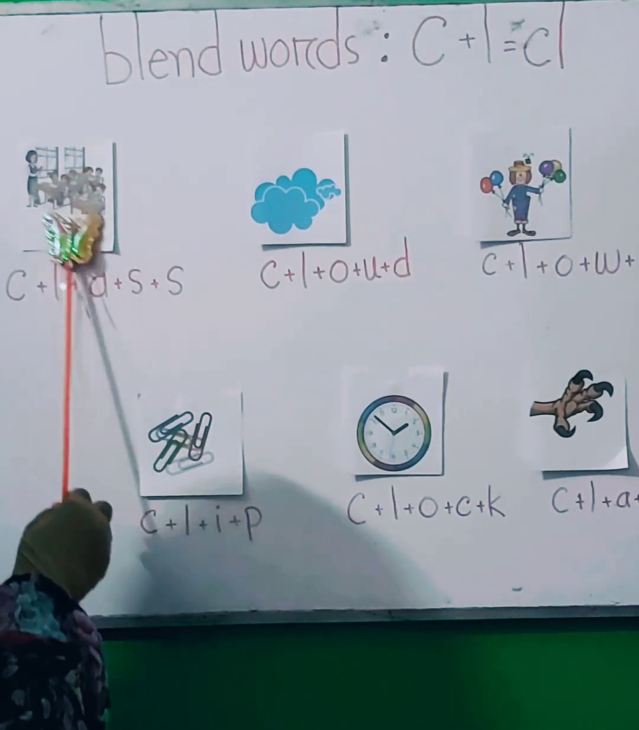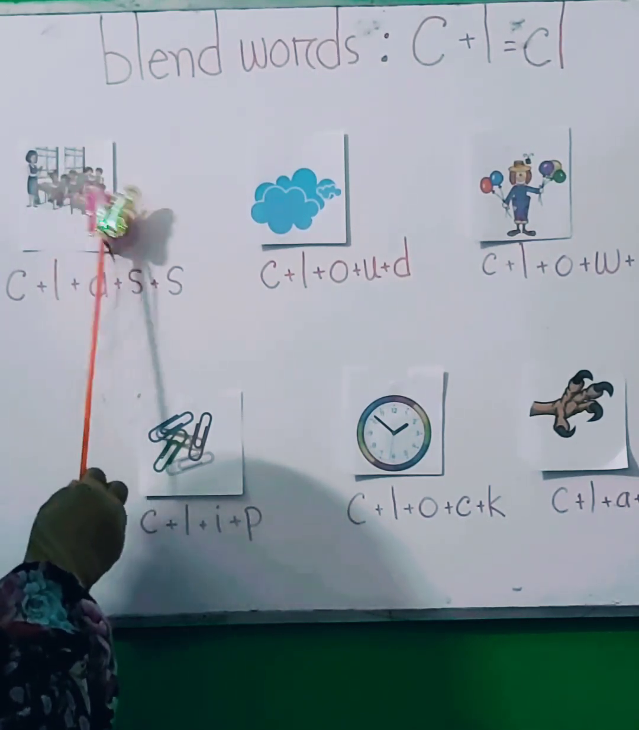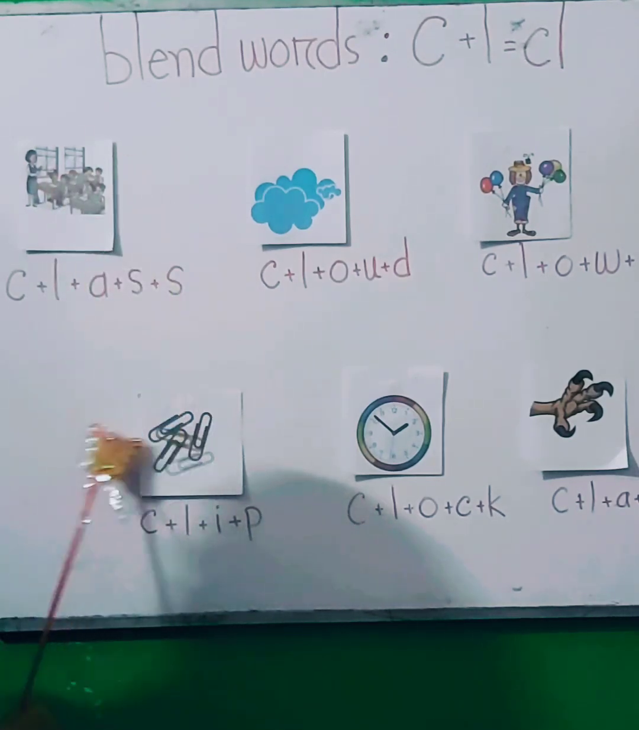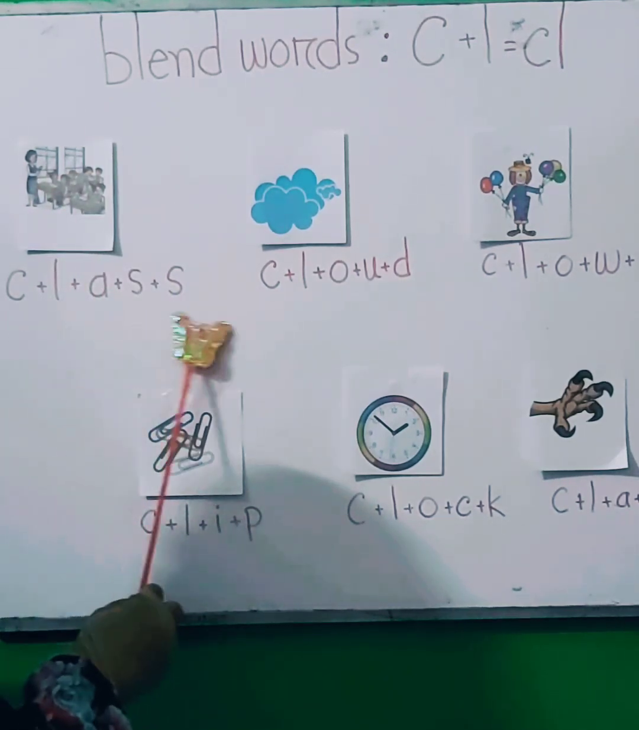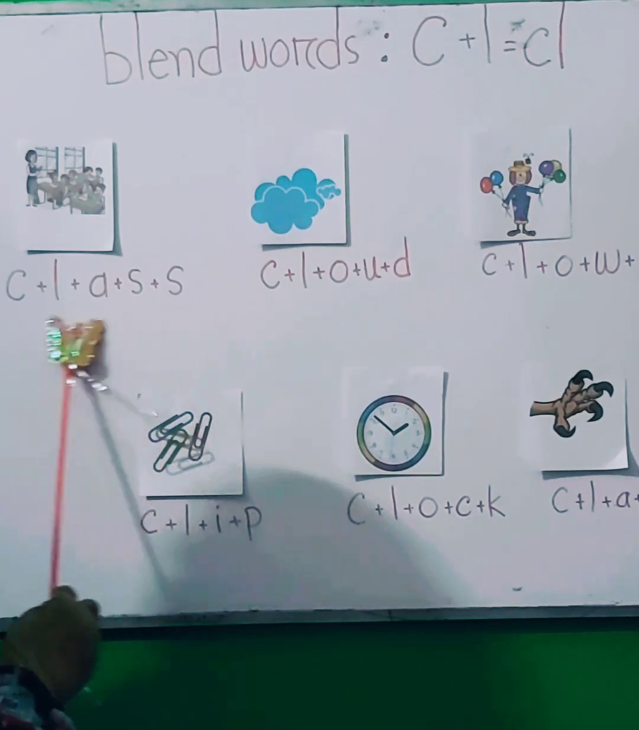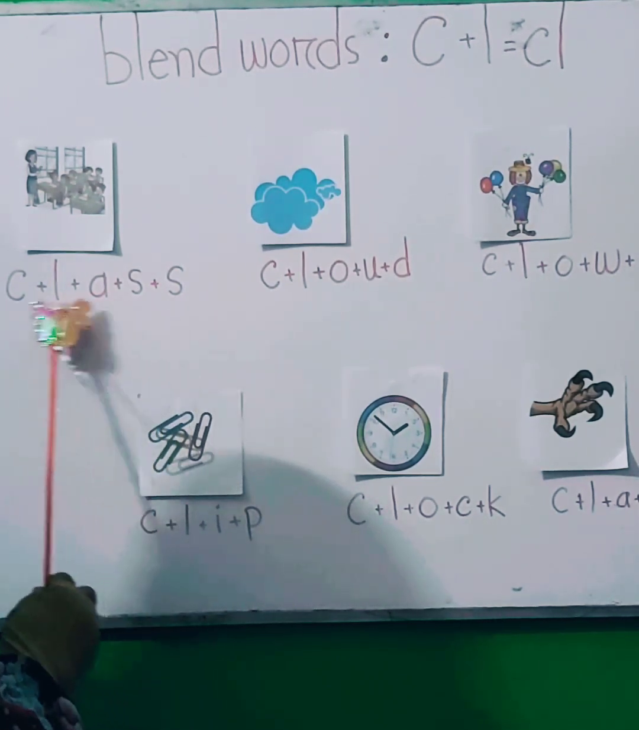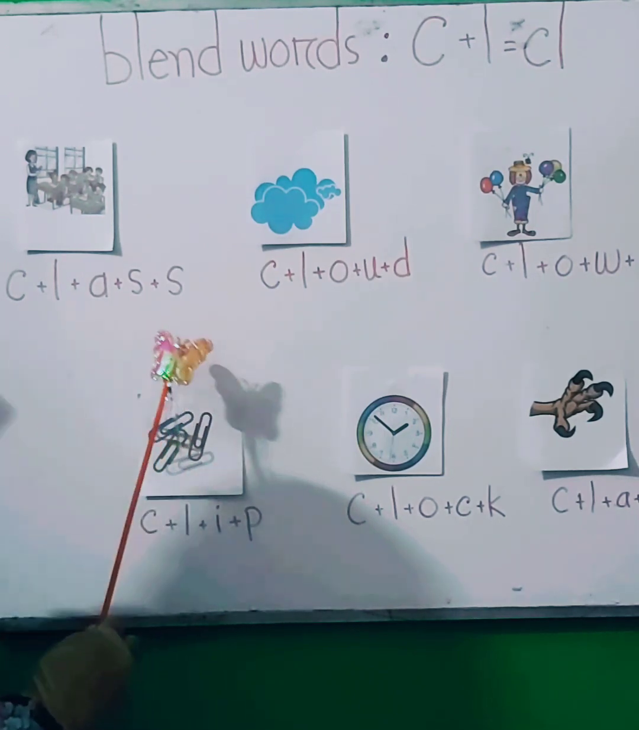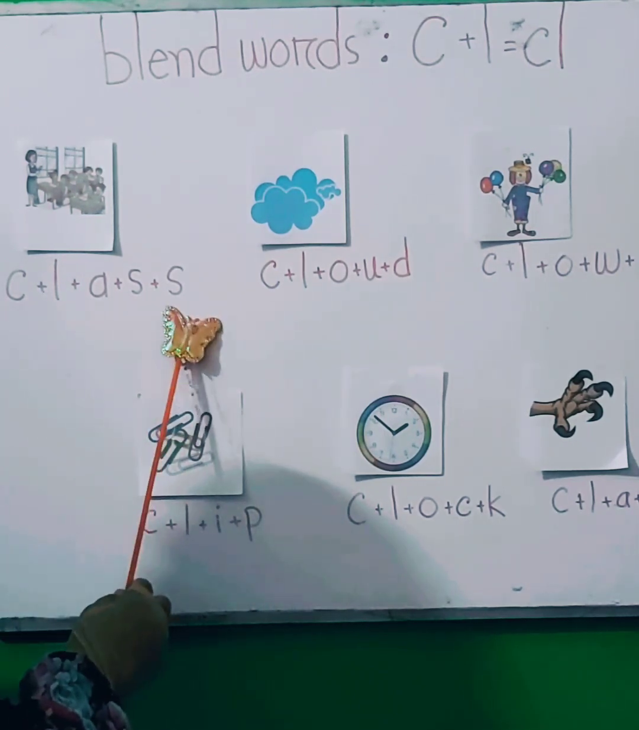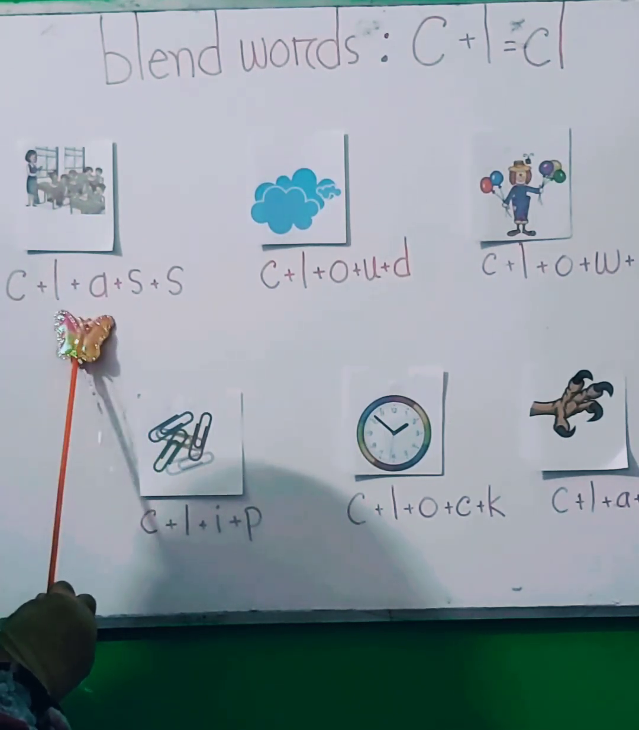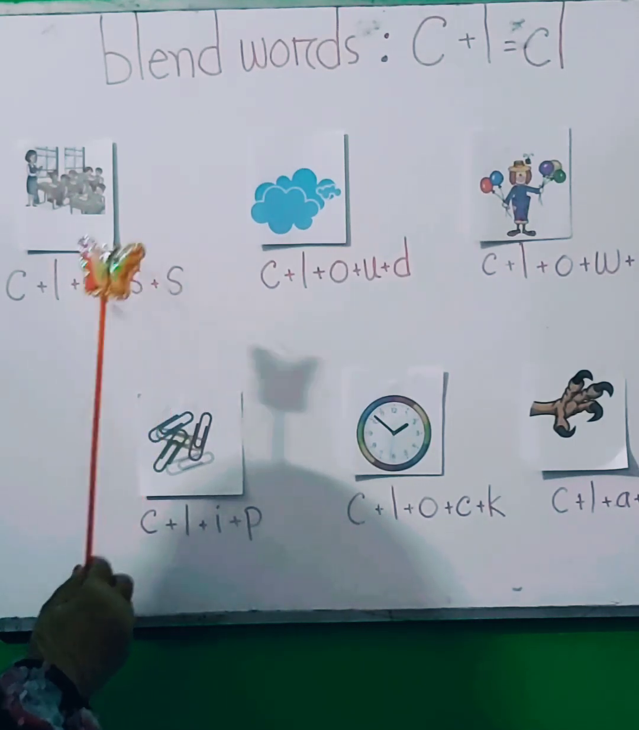What's the picture about? Class. It's a classroom, right? Class. Yes. And now let's see the letters. How many letters are here? Five letters. This is C, L, A, S, S.